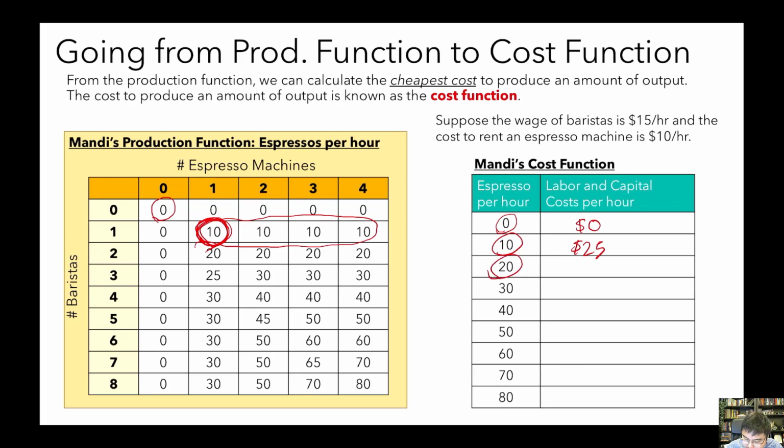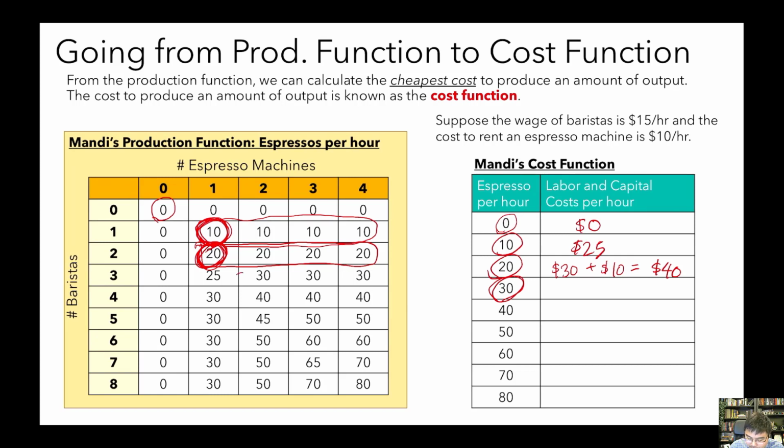Now let's ask, how can we make 20 espressos per hour? These are all the possible ways to make 20 espressos per hour. What's the cheapest? It's going to be to hire 2 baristas and have 1 espresso machine. Okay, and the cost here is going to be $30 for the baristas and $10 for the espresso machine, and so $40 an hour. Okay, now let's do 30.